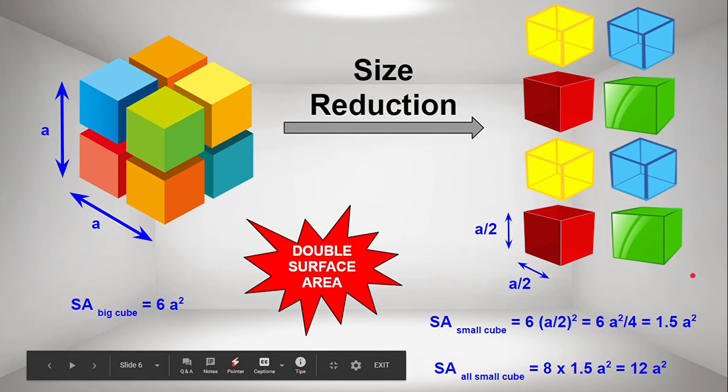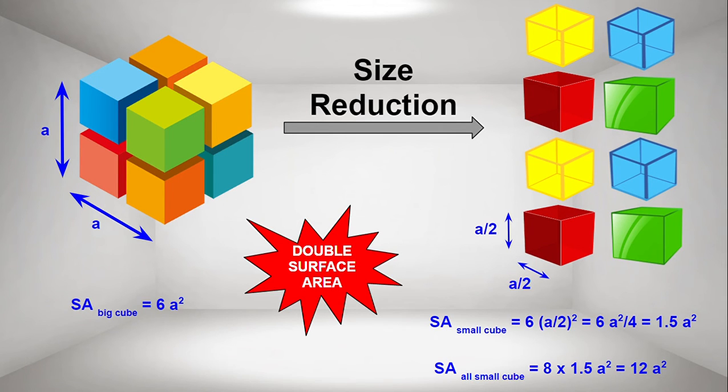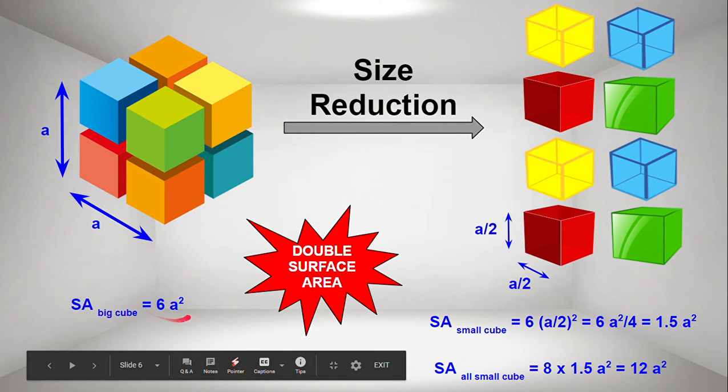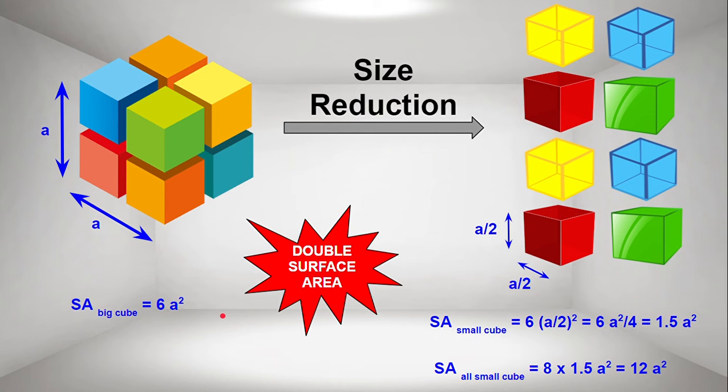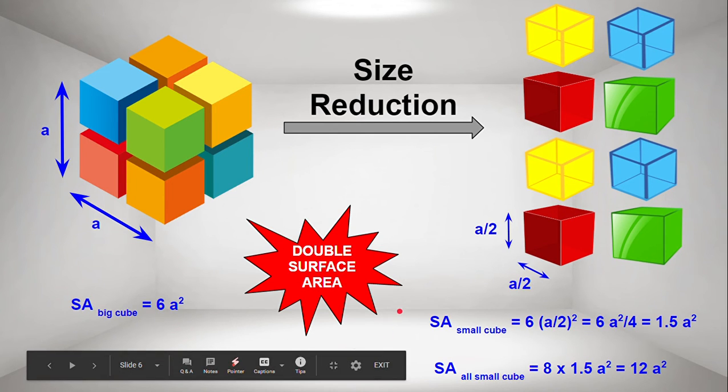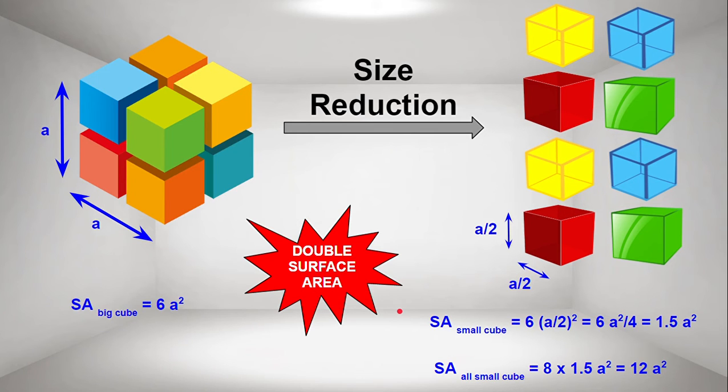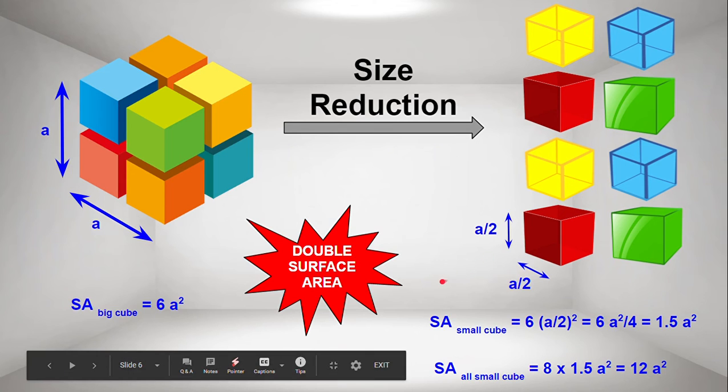Here I have made the 8 cubes. I have gone from the size reduction of the bigger cube into the small cubes. So in this case, the surface area that I am getting is 8 times 1.5, so I am getting 12a square. So under this condition, I have increased the surface area from 6a square to 12a square, which can be mathematically proven by this particular slide. So by going for the size reduction, not only did I increase the surface area, but I also made the surface area double.